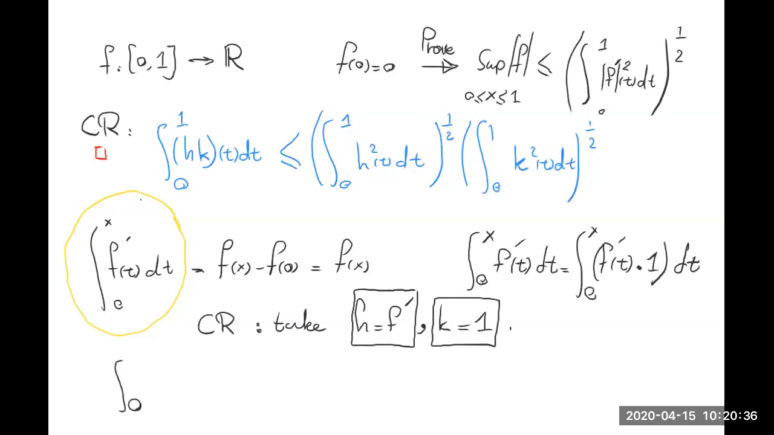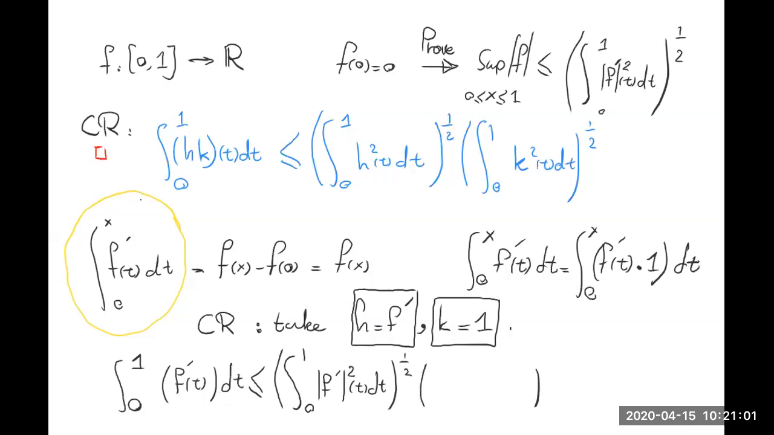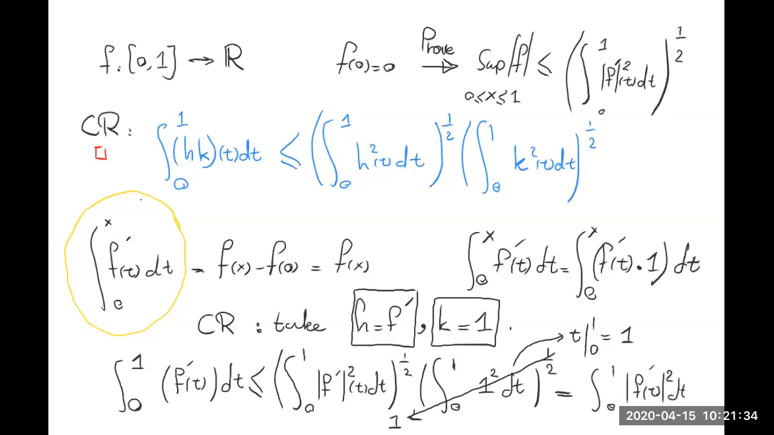So the Cauchy-Schwarz inequality says the integral from 0 to 1 of f prime of t times 1, which I don't write anymore, dt, is less than or equal to the square root of the integral from 0 to 1 of f prime squared of t dt, times the square root of the integral from 0 to 1 of k squared, which here is 1 squared, which is just 1 dt. Now, the integral of 1 is just t. The variable is t. From 0 to 1 it is just 1. So this term here is just 1. So the multiplication is just the square root of the integral from 0 to 1 of f prime of t squared dt.